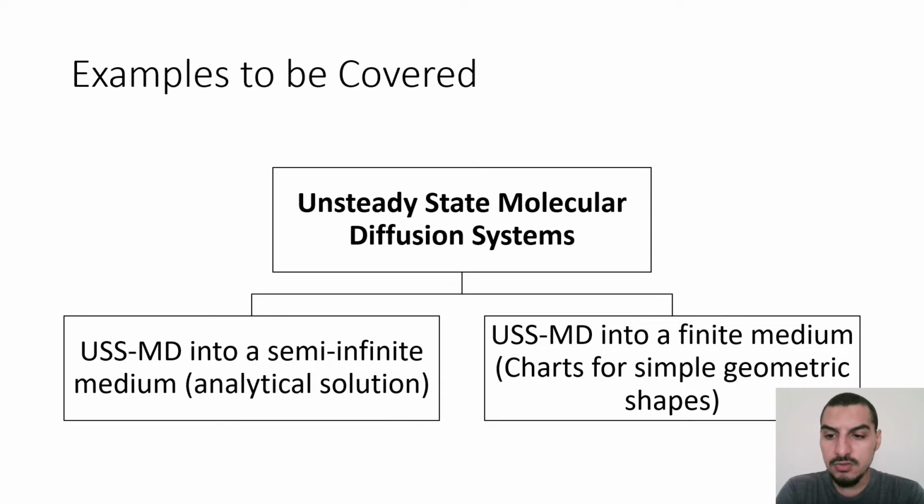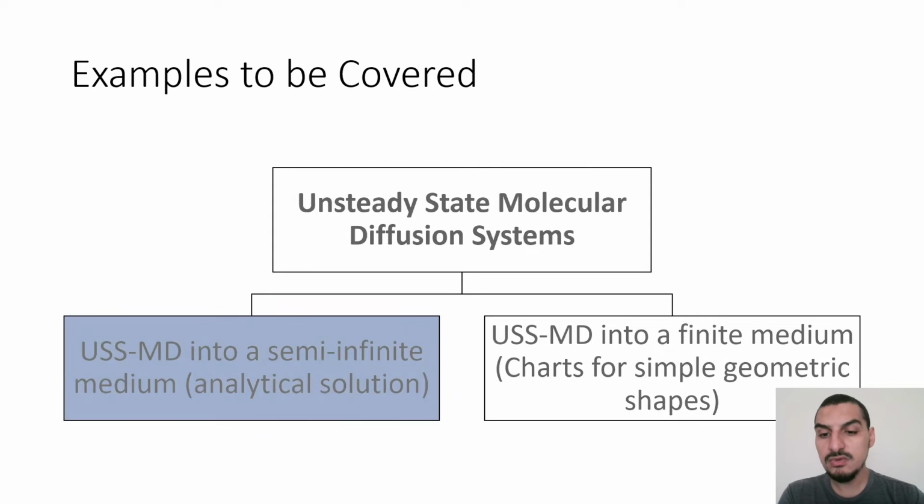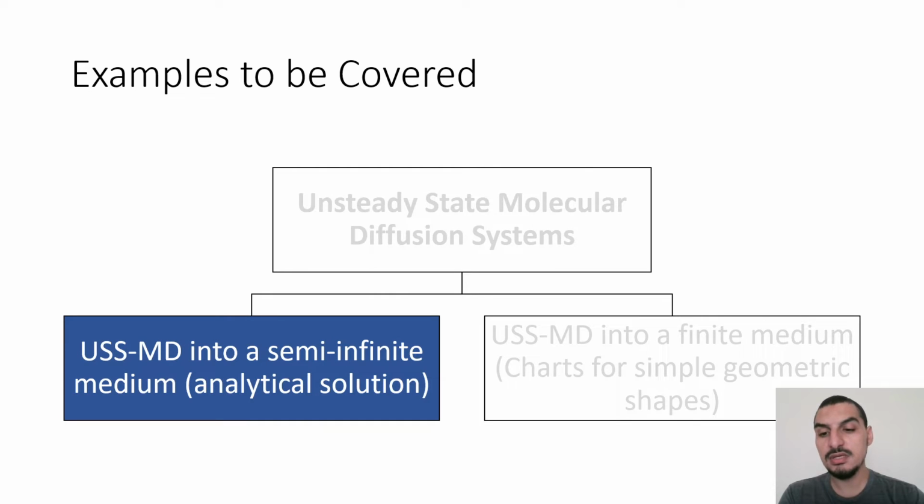Hello, everybody. So now we will talk about the cases that we will cover in this chapter regarding unsteady state molecular diffusion. We will have two different cases. One is the unsteady state molecular diffusion in a semi-infinite medium, and the other is unsteady state molecular diffusion into a finite medium. We will have an analytical solution to the first case, and in the second case we will not have an analytical solution, but we will see some charts that we can use to get the solution for some cases.